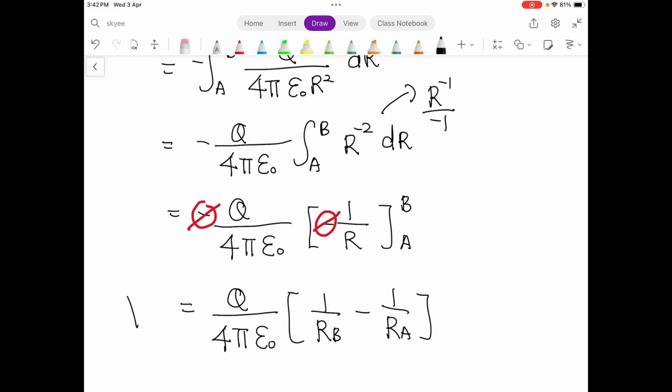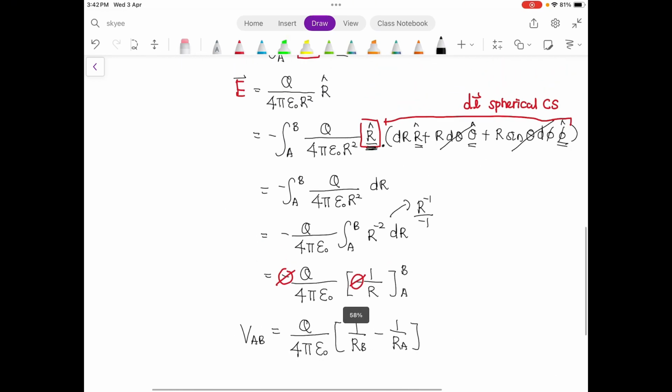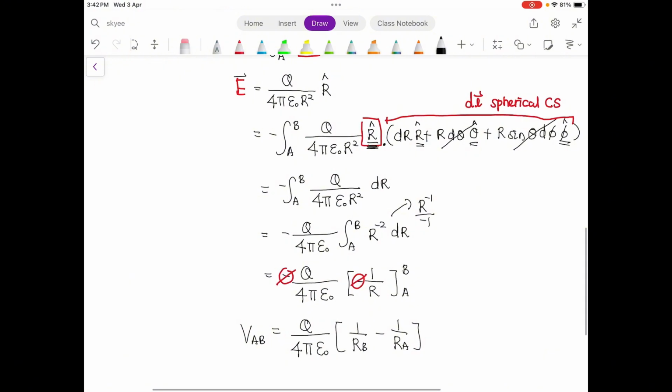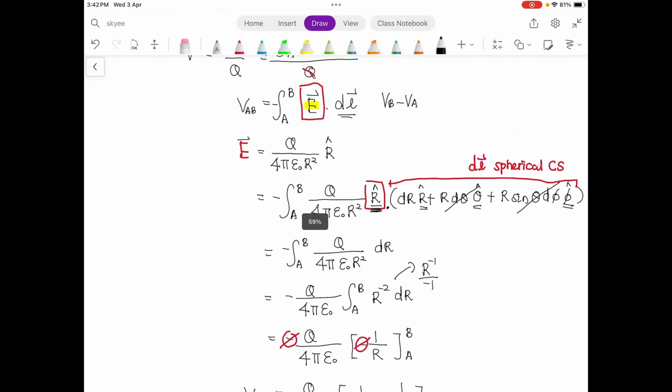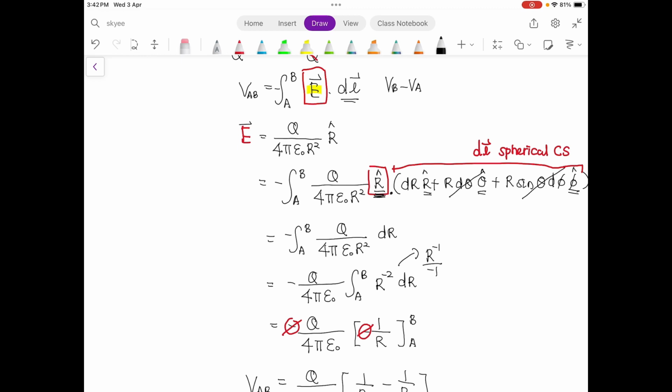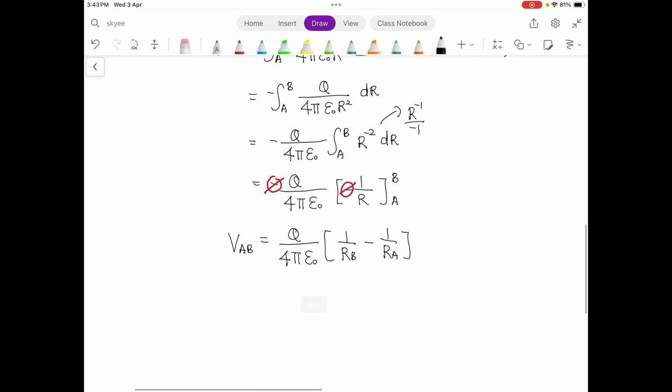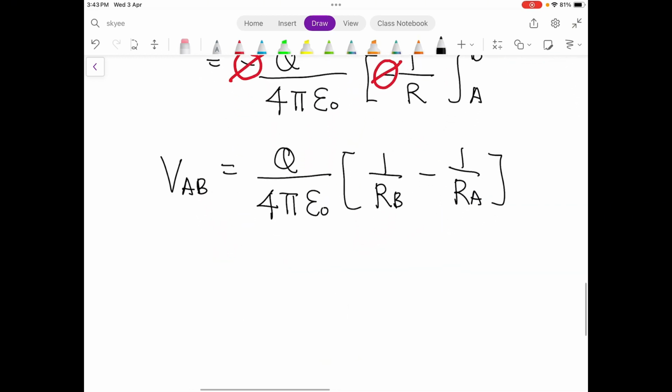So the VAB will be equal to these equations. This is the formula, so this is the VAB. Right. So I will explain to you how to use these formulas.